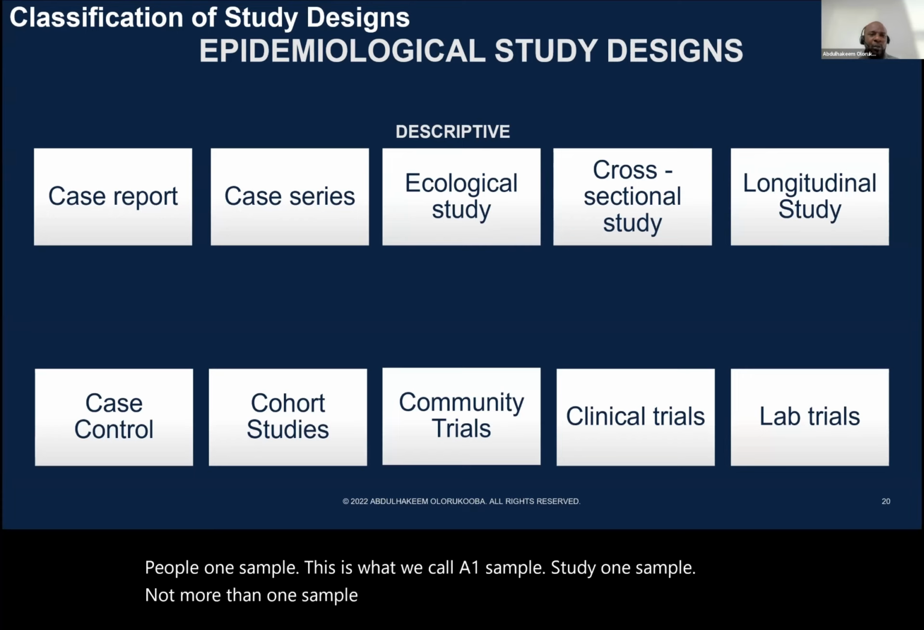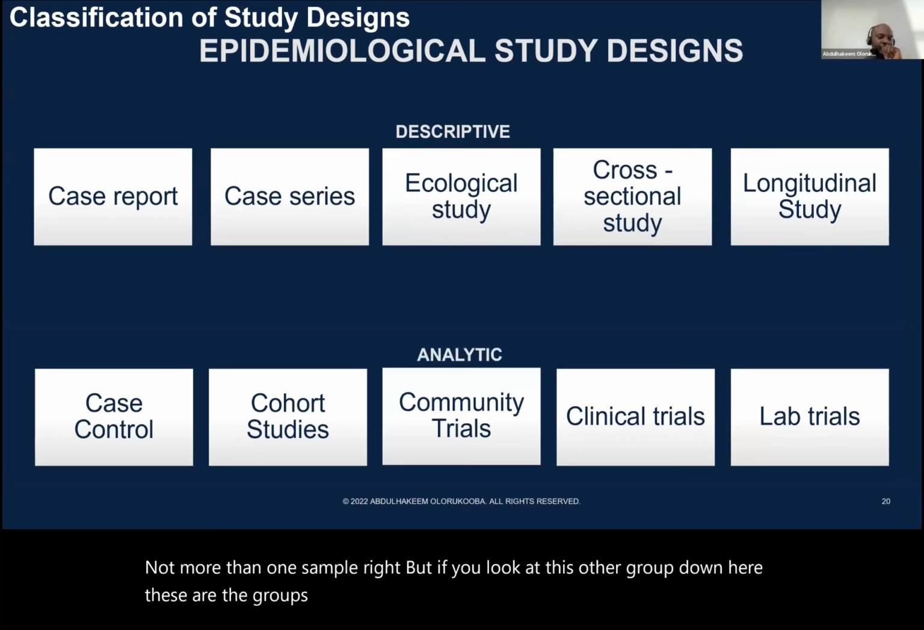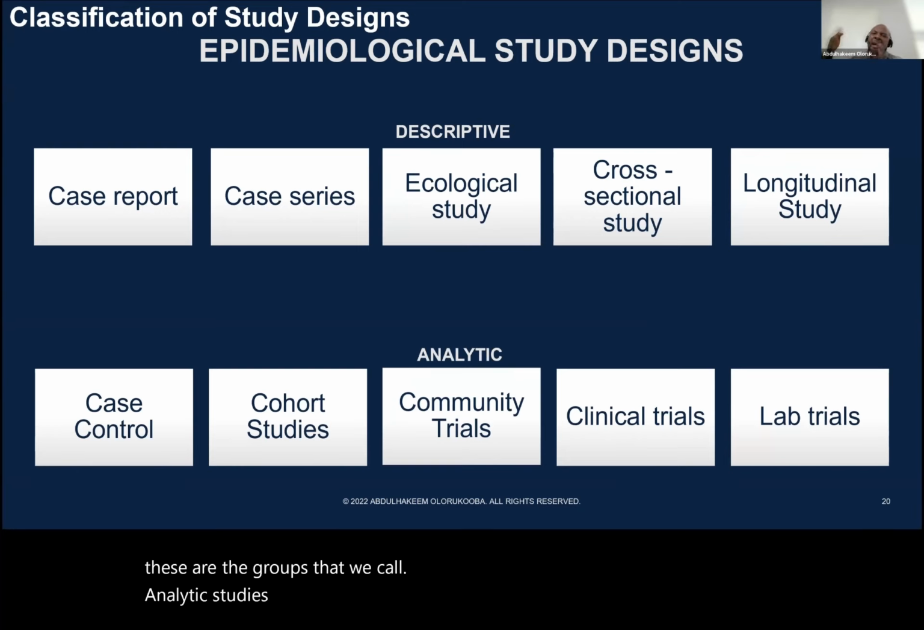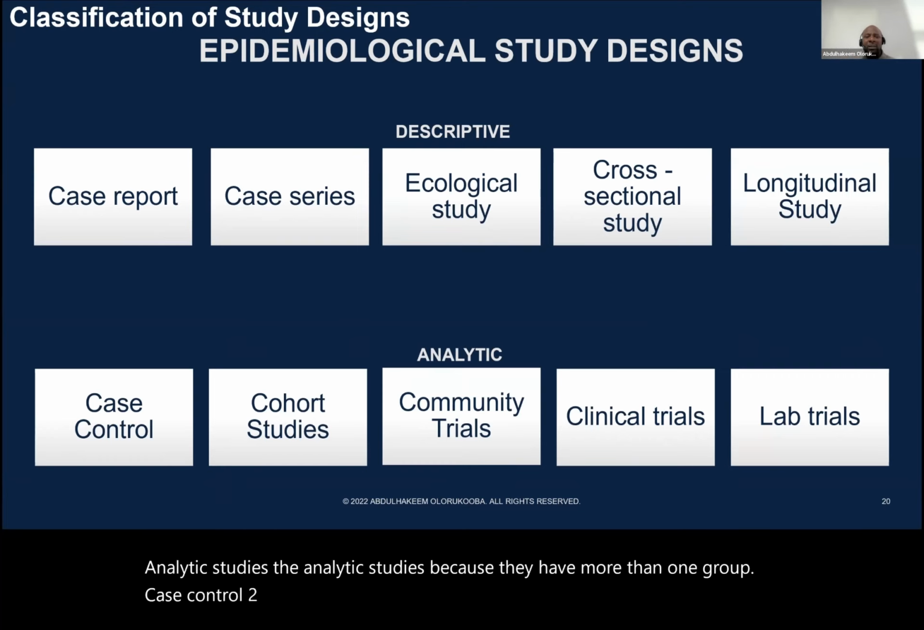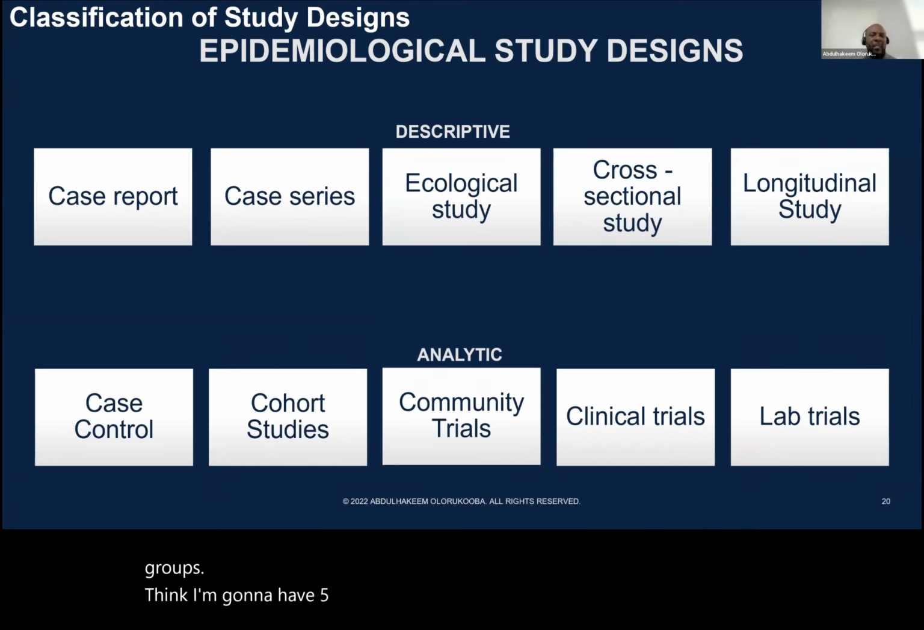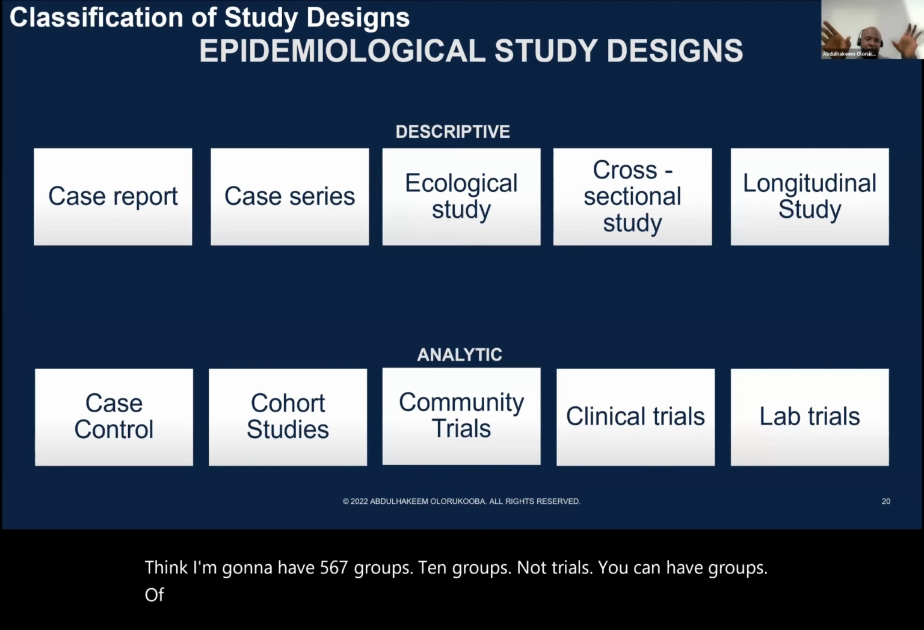But if you look at this other group down here, these are the groups that we call analytic studies. They're analytic studies because they have more than one group. Case control, 2 groups. Cohort, 2 groups. Community trials, you can have 10 groups. Clinical trials, you can have 5, 6, 7 groups, 10 groups. Lab trials, you can have groups of people, and each group has what you do for each of the groups.